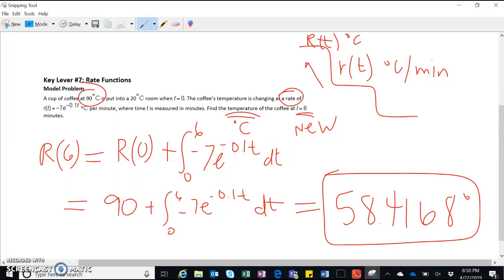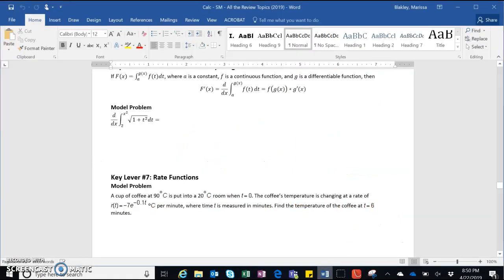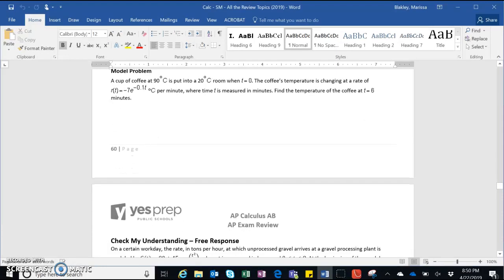That's the last key lever here. I'm so shocked I got all of them into one video. But your job now is to go back to your packet. Here's mine. We just did key lever number 7 on page 60.